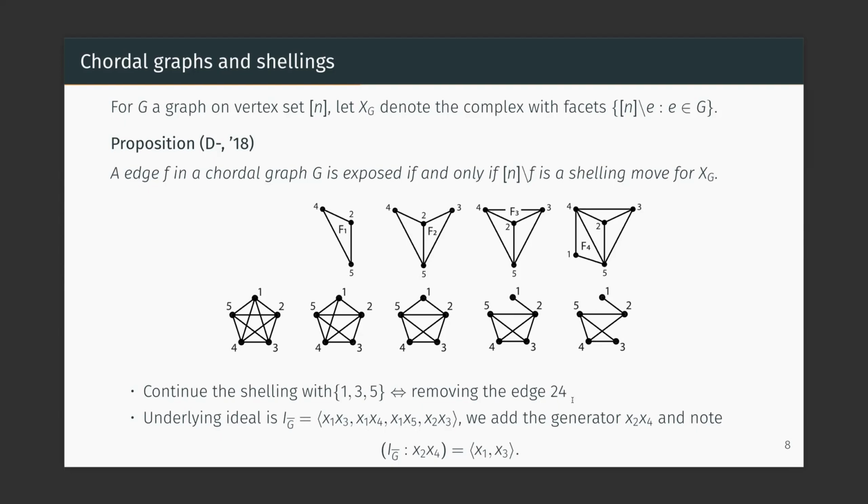And it turns out that when I'm adding the corresponding generator, what I get is this nice colon ideal. This is what's called a linear quotient. And this is the perspective I took on this, but it's not so important here. But if you think about these things, this is what's happening on the algebraic side.